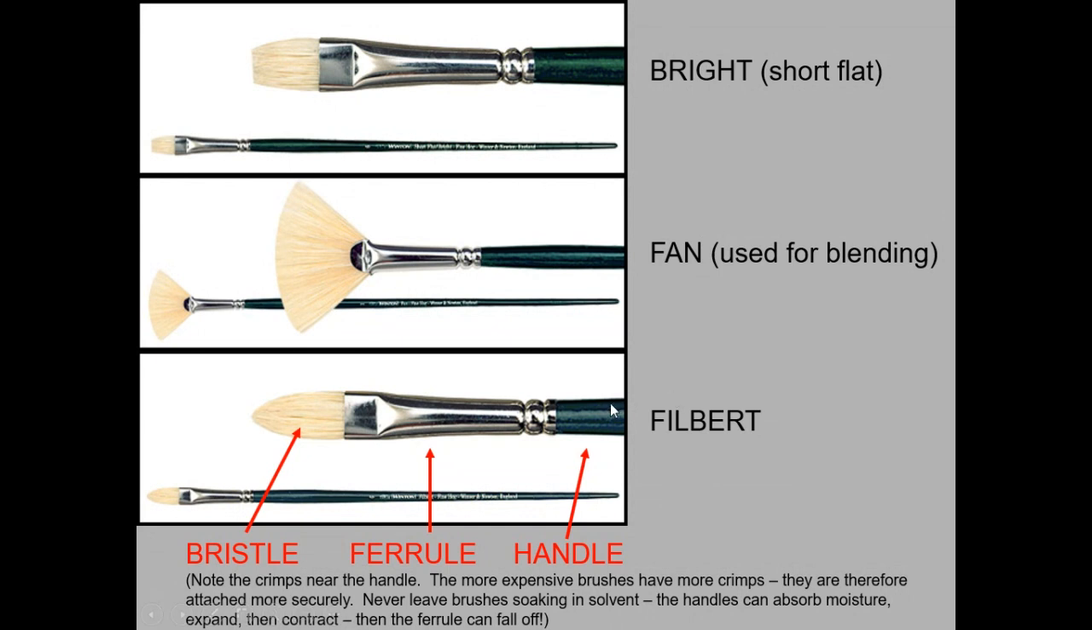The three parts of the brush are obviously the handle, the bristles, the hair, and the metal bit in the middle, which is known as the ferrule. The ferrule is crimped on one end to hold the bristles in place, crimped usually at least once, but the more crimp you have here, the better. The crimping is to allow it to attach to the wooden handle as firmly as possible.